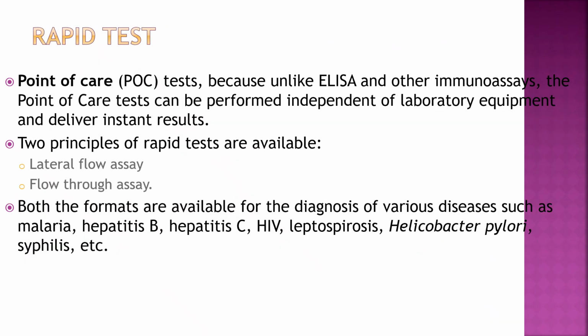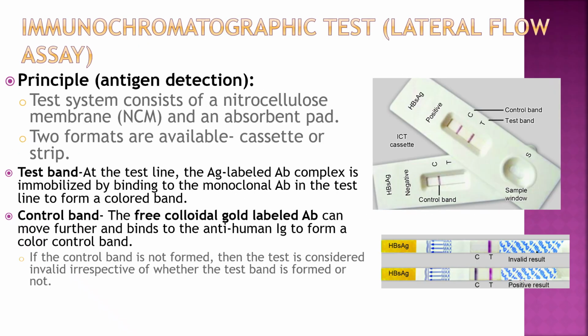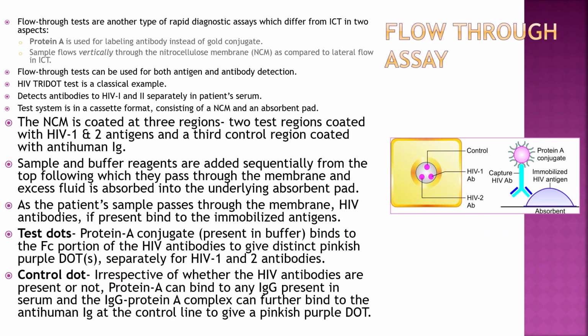Rapid test, a point of care test. There are two types: lateral flow and flow through. Immunochromatography, that is the lateral flow assay. The test system consists of a nitrocellulose membrane and absorbent pad. Two formats are available: cassette and strip. Application: hepatitis B surface antigen.